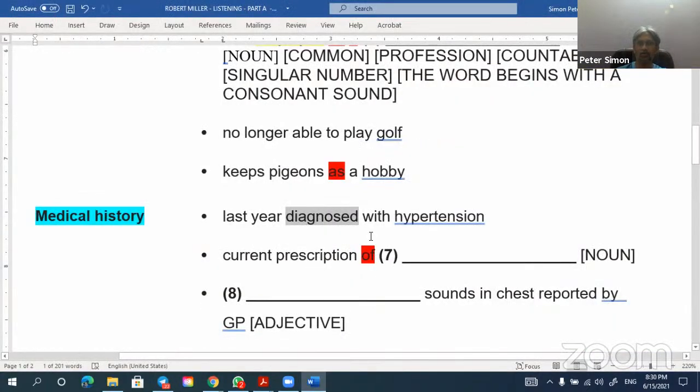Now next one, diagnosed with hypertension. So always use diagnosed with, the word with. Diagnosed with. Treatment for. Diagnosed with, but a treatment for. These are called a relationship.